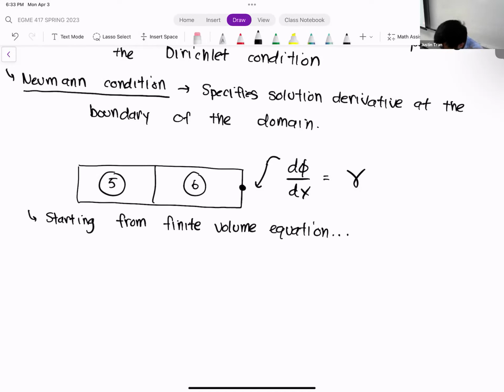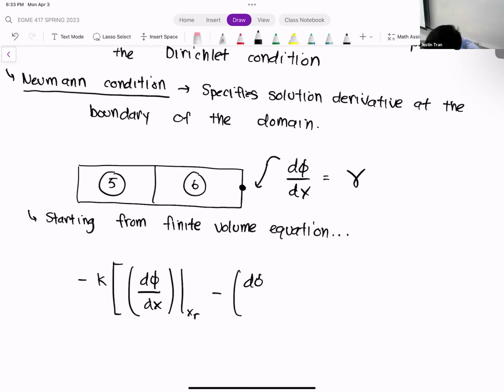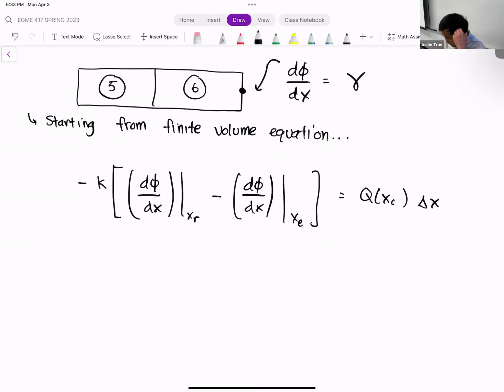And so starting from the finite volume equations, we have minus k d phi dx at x sub R minus d phi dx at x sub L is equal to Q at x sub C times delta x. And so we're going to apply this at cell 6. That's the one that borders the Neumann boundary condition.